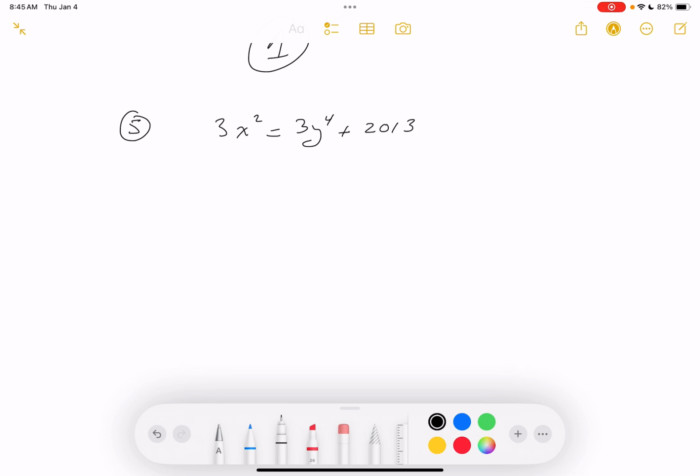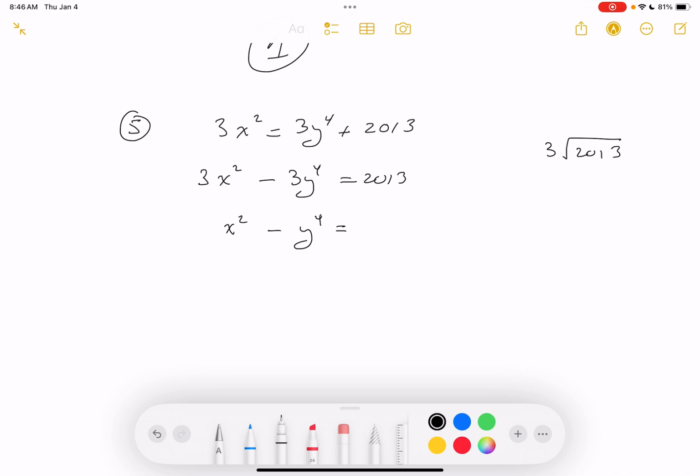All right, the first thing I'd like to do is just kind of visualize it. And it almost reminds me of a hyperbola, but it's not. I'm not saying it is. But 3x squared minus 3y^4 equals 2013. And what I'm going to do is divide both sides by 3, and you get x squared, which makes it easier for me, by the way, minus y^4, and 3 into 2013.